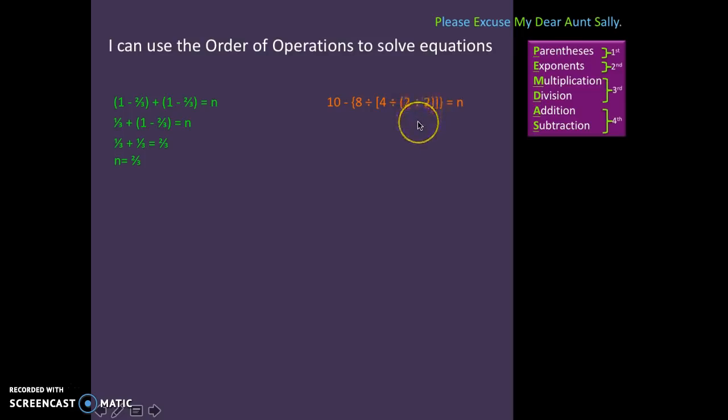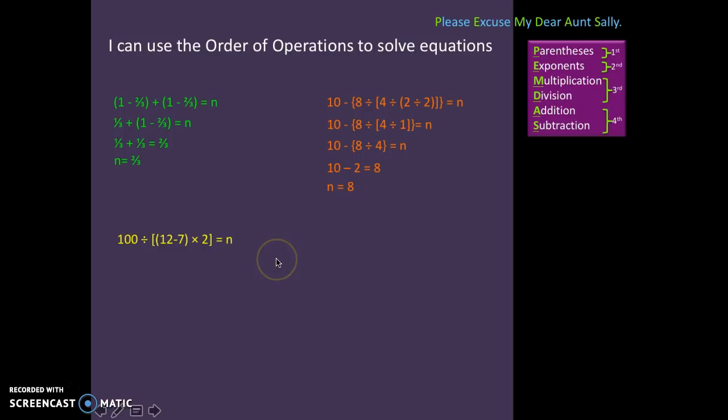So 2 divided by 2 is 4. I'm sorry, 2 divided by 2 is 1. So 2 divided by 2 is 1. That leaves us with 4 divided by 1 in the next innermost parentheses. 4 divided by 1 is 4. So now we're going to do the next set of parentheses. 8 divided by 4 is 2. So then we can do our 10 minus 2, which equals 8.